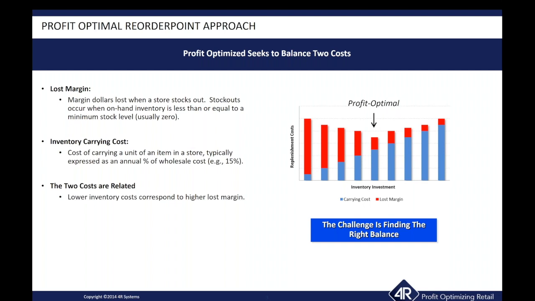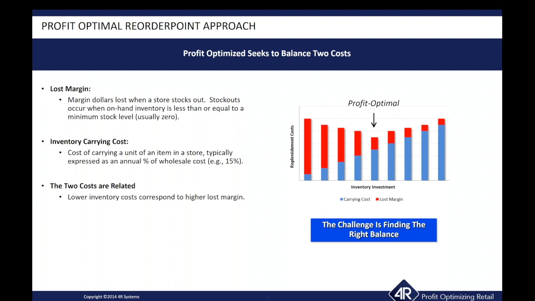Let me explain. Our profit optimal approach works to balance two costs: loss margin, which is incurred when an item stocks out, and the inventory carrying costs. The two costs are interrelated. The lower the inventory carrying cost, the higher the loss margin will be, and vice versa. Our algorithm seeks to find the right balance by calculating reorder points that minimize the loss margin and also minimize the inventory carrying costs, thus profit optimal.